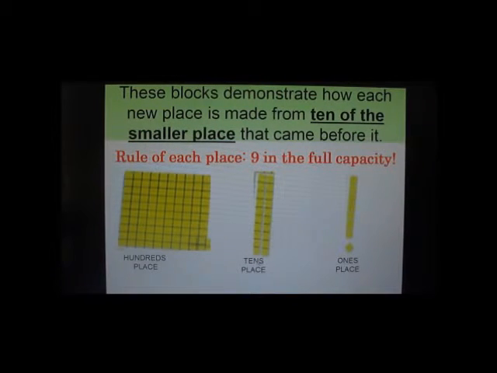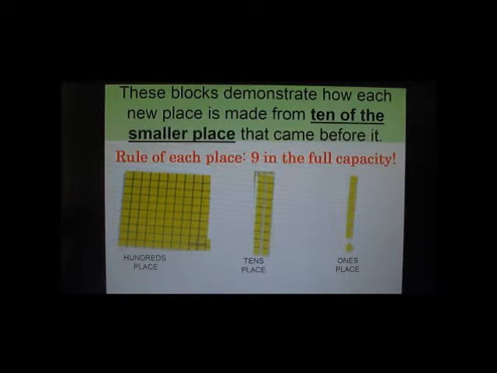It can have 9 groups of 10. That's what we see pictured here. We see 2 groups of 10. It could have 9 groups of 10, but once you added that 10th group of 10, there would no longer be room in the tens place to hold it. So you would have to go and form a new place called the hundreds place, which is made up of groups of 100. And this process goes on and on and on.